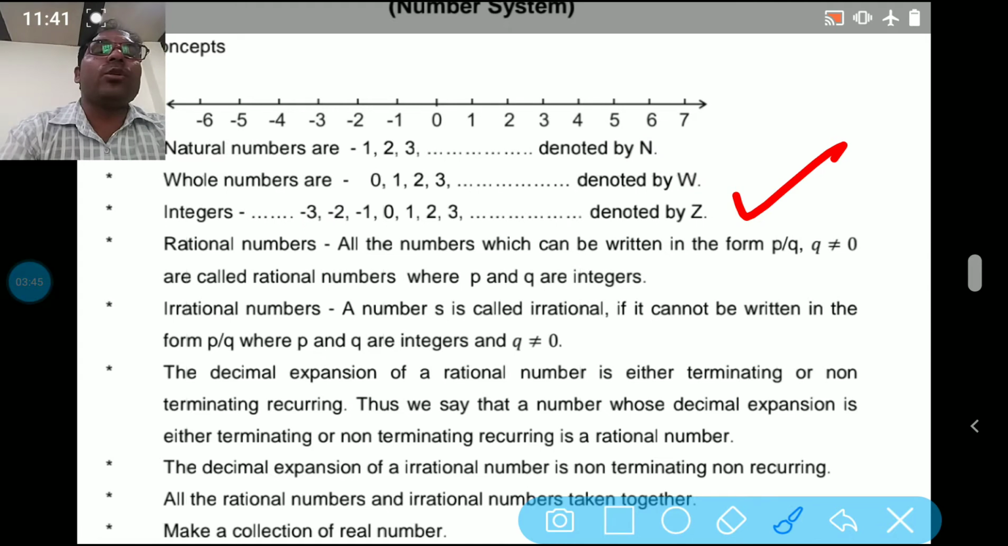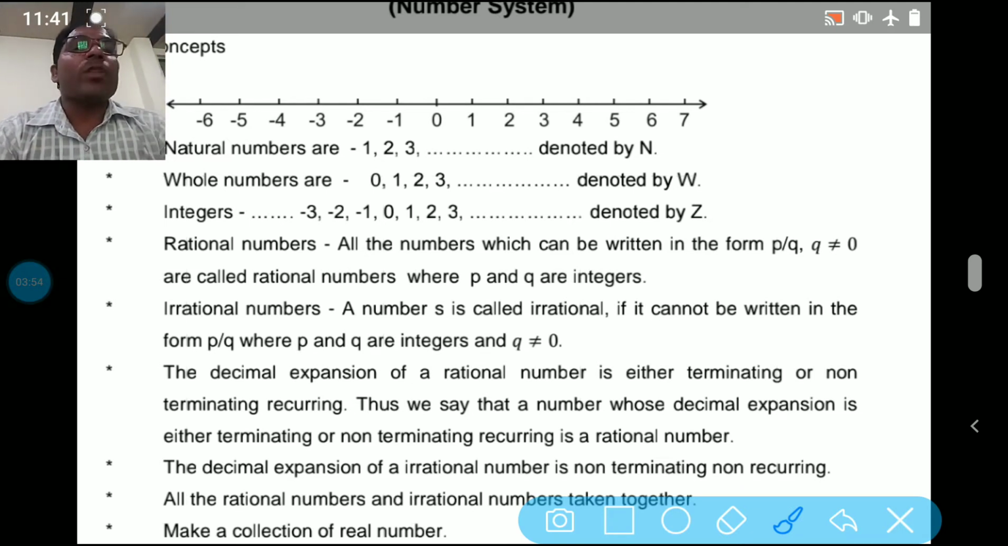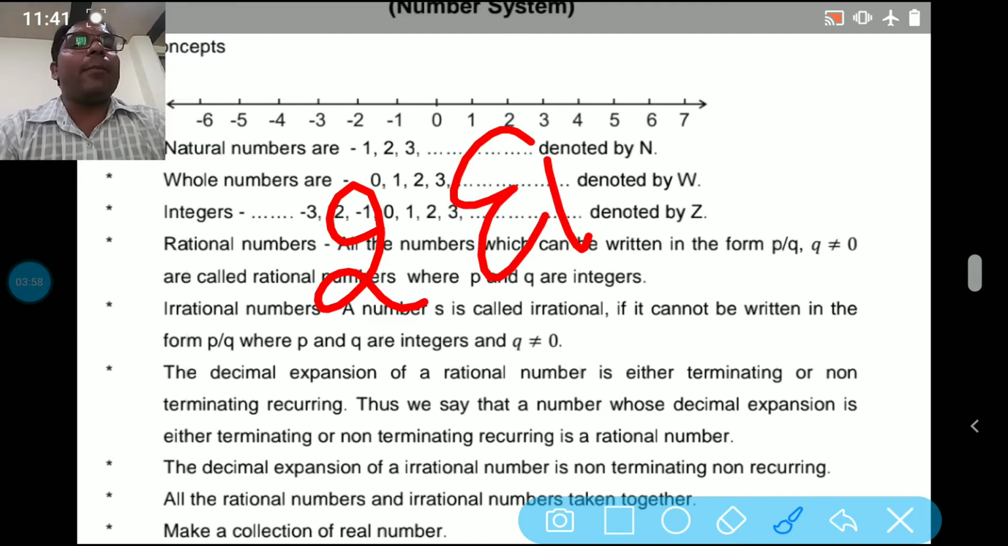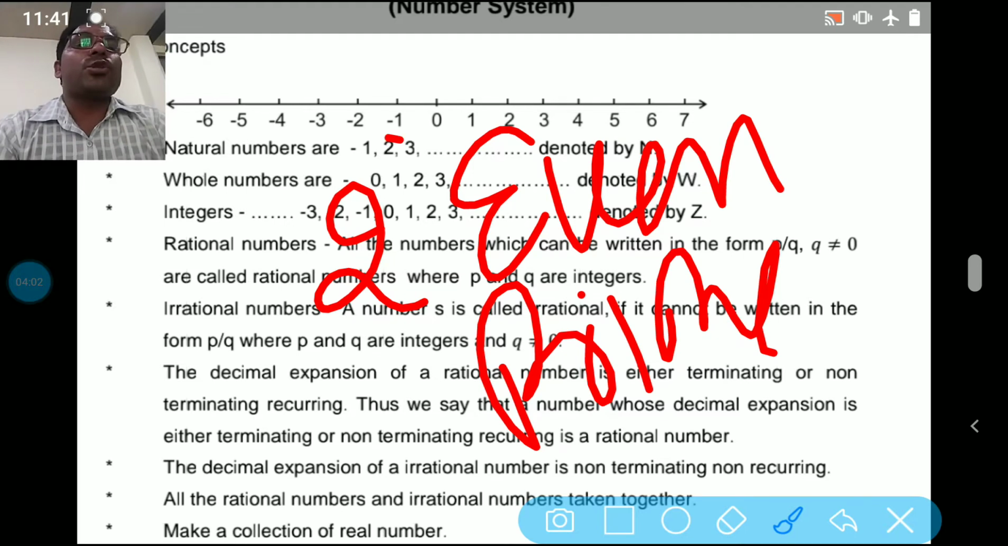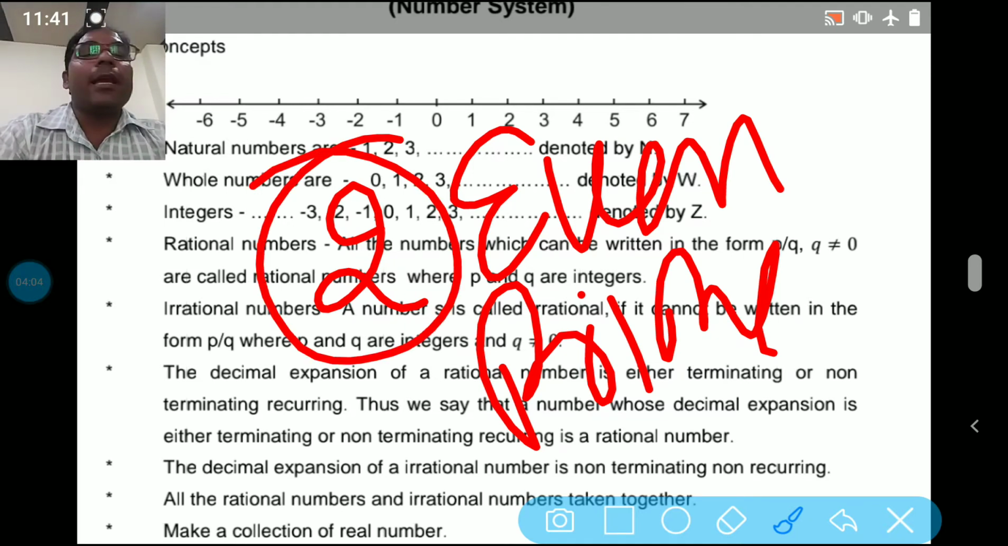Also you know the definitions of prime numbers, odd numbers and even numbers. There is one number that is even and prime, that is 2. 2 is an even number as well as a prime number. So 2 is a natural number which is even as well as prime.